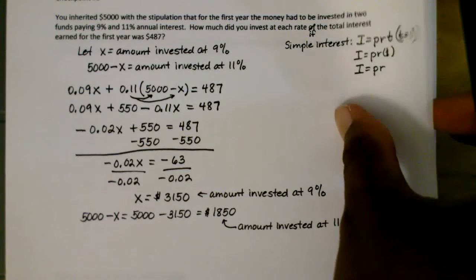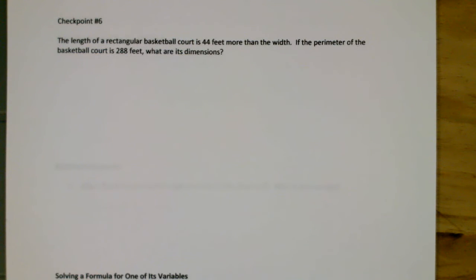All right, here's another example. The length of a rectangular basketball court is 44 feet more than the width. If the perimeter of the basketball court is 288 feet, what are its dimensions? So in other words, we're looking for the length and the width if we're to find its dimensions.